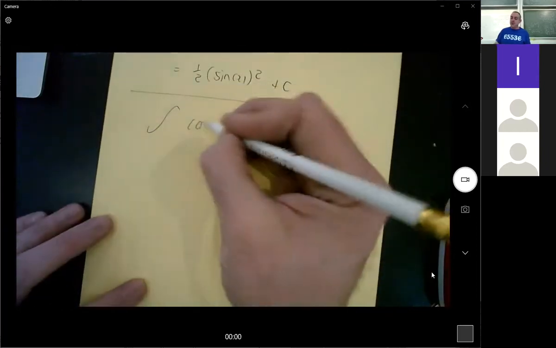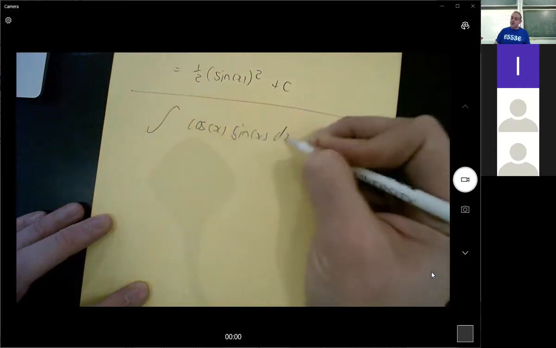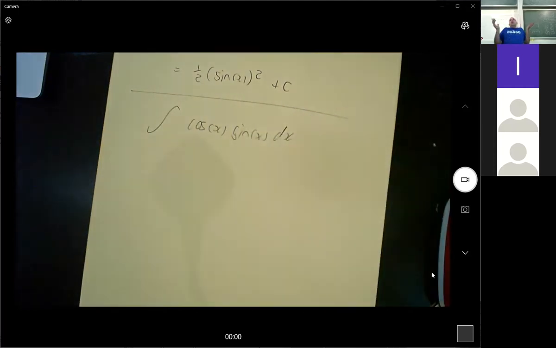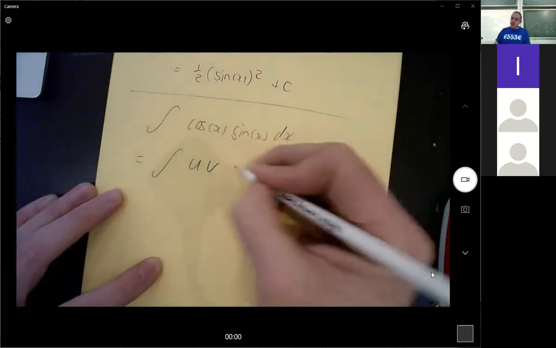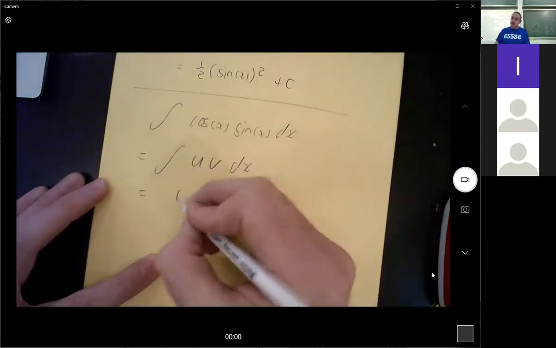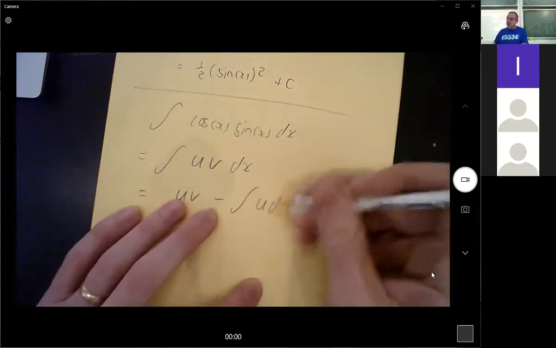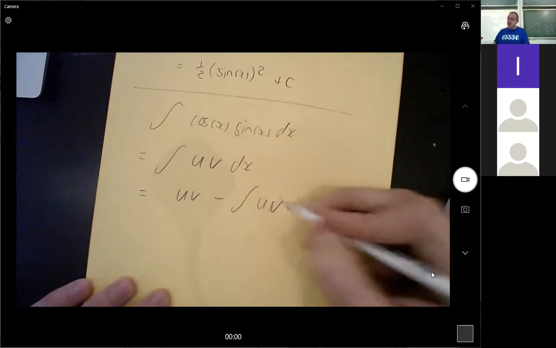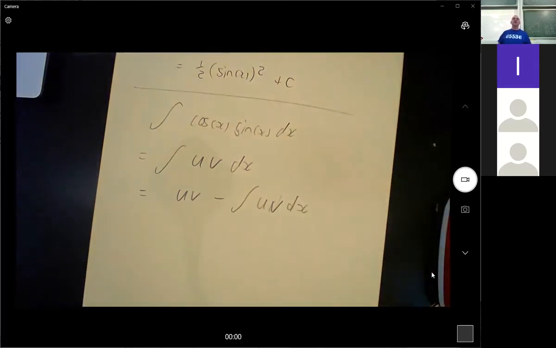But I could just as easily do it by parts, because it's two things multiplied together, and by parts is for that as well. So I could call this u and v, and it would become uv minus the integral of... damn it, getting ahead of myself. Integrate whatever you want.